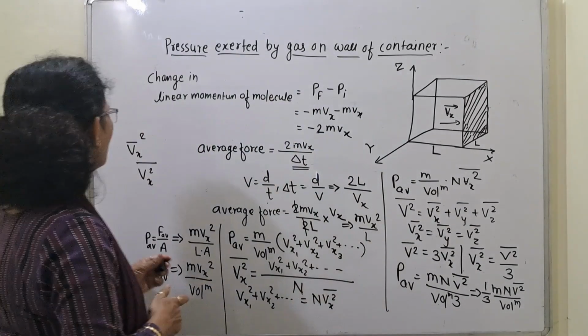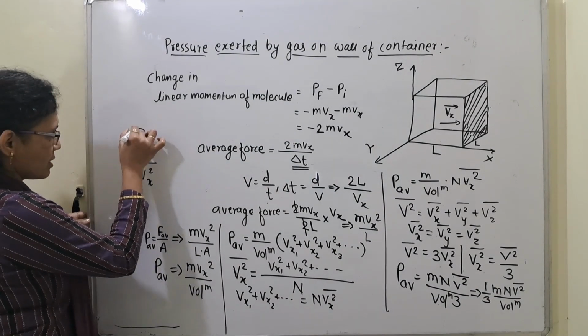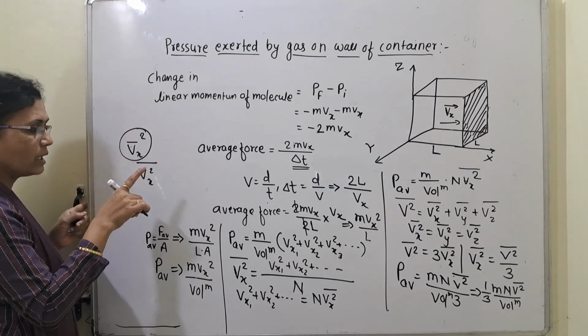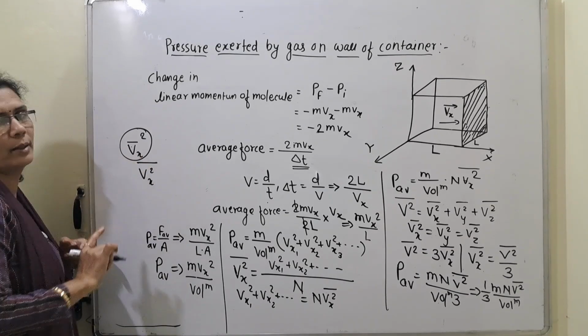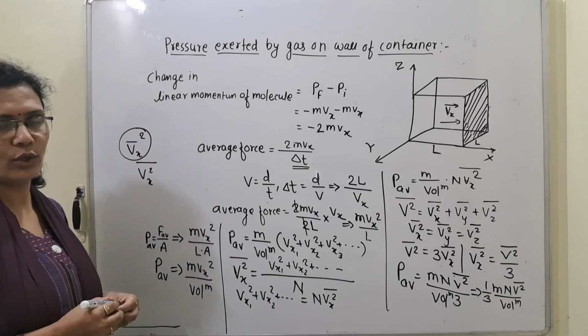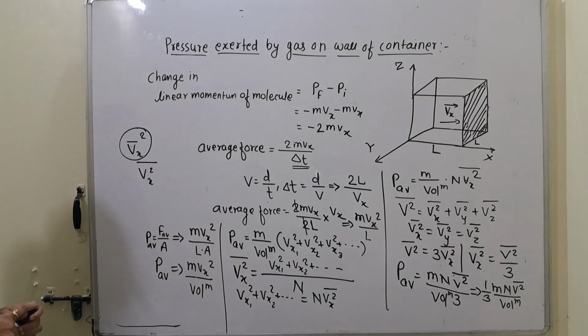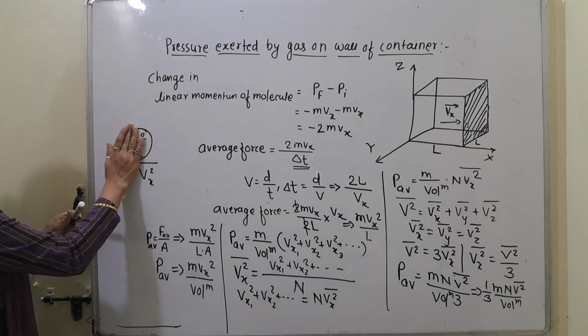Remember one thing, don't write like this, Vx bar square. No, it is Vx square bar. Okay, you understood this expression? If you want, you can take a screenshot of this derivation.